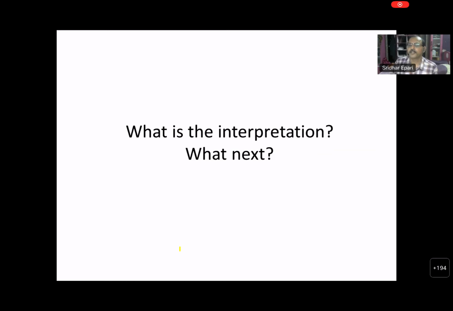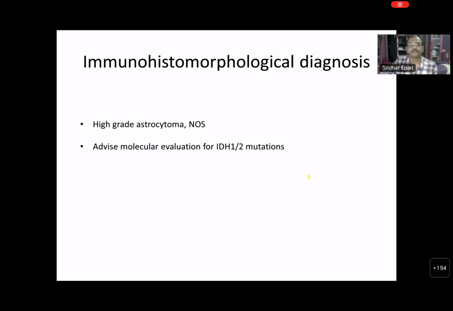Okay, that's what it is. So this is a young adult, higher grade tumor, showing an astrocytic phenotype, but you could not prove an IDH mutant. You should always advise molecular evaluation. If you have to give a diagnosis at this point, the immunohistomorphological diagnosis should be high grade astrocytoma. Why astrocytoma? Because ATRX is lost. You can't give a grade because you had no necrosis, no microvascular proliferation, and you did not do P16 or CDKN2A deletion. So that's the reason I'm not grading it.